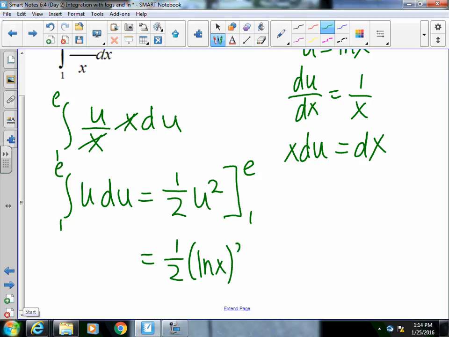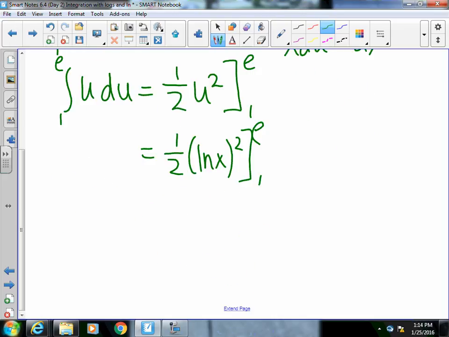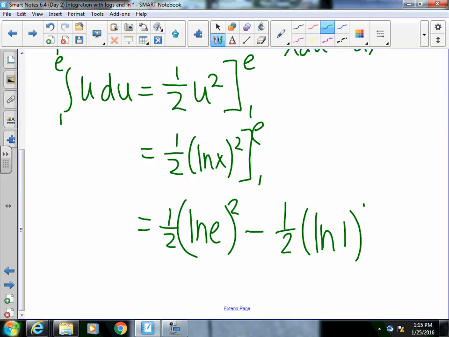or 1/2 ln of x squared from 1 to e, which means 1/2 ln of e squared minus 1/2 ln of 1 squared. Ln of 1 is 0, so that goes away. Ln of e is 1. 1 squared is 1 times 1/2 is 1/2 as our answer.